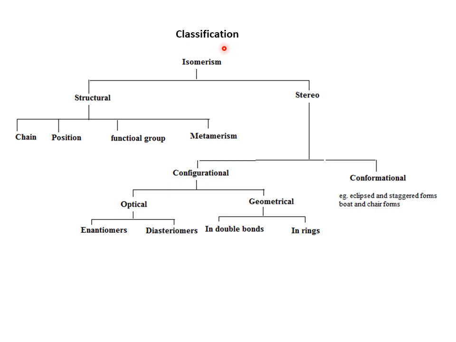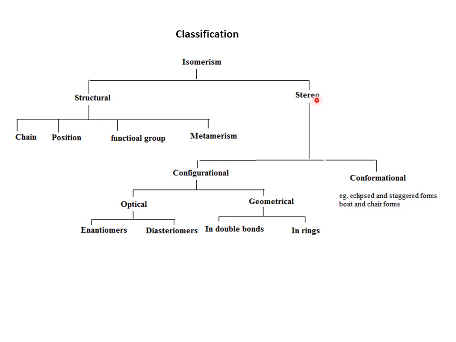Let us see the classification of isomerism. Isomerism can be classified into structural isomerism and stereoisomerism. Structural isomerism is due to difference in bonding pattern, whereas stereoisomerism is due to difference in arrangement of bonds in space. Structural isomerism can be further divided into chain isomerism, position isomerism, functional group isomerism, and metamerism. We will see one by one later.